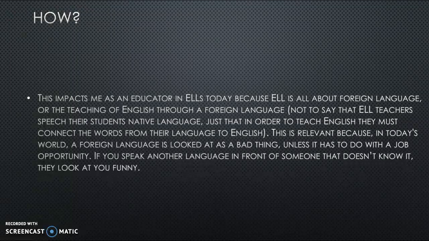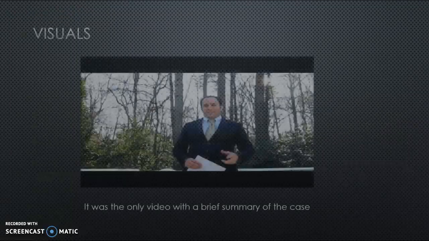This impacts me as an educator of ELLs today because ELL is all about foreign language, or the teaching of English through a foreign language, not to say that all ELL teachers speak their students' native language. Just that in order to teach English, they must connect the words from their language to English. This is relevant because in today's world, foreign language is looked at as a bad thing, unless it's to do with a job. If you speak another language in front of someone that doesn't know it, they might look at you funny. Usually.